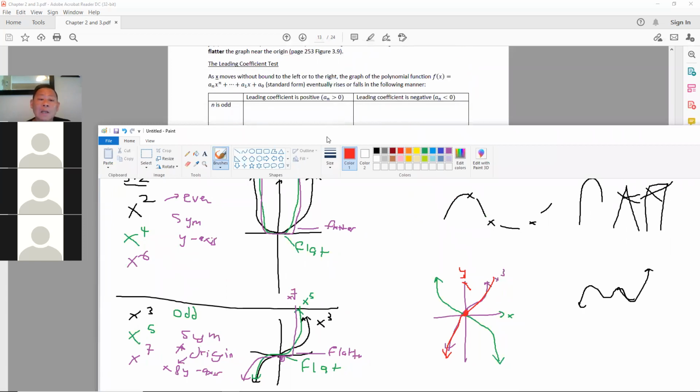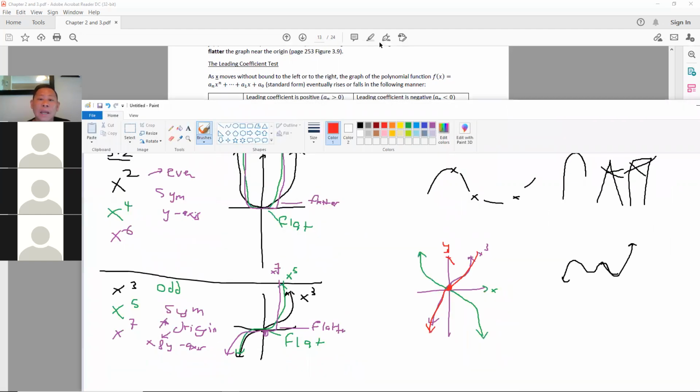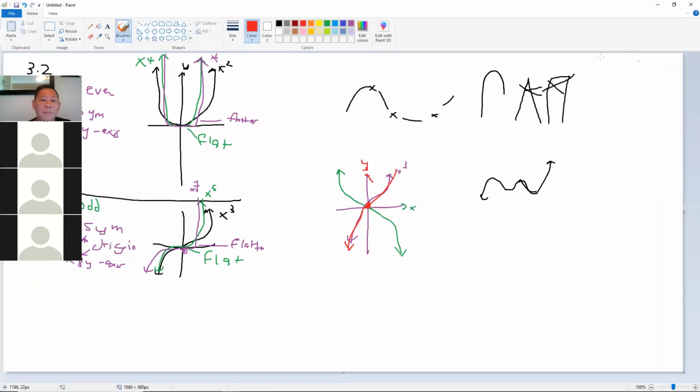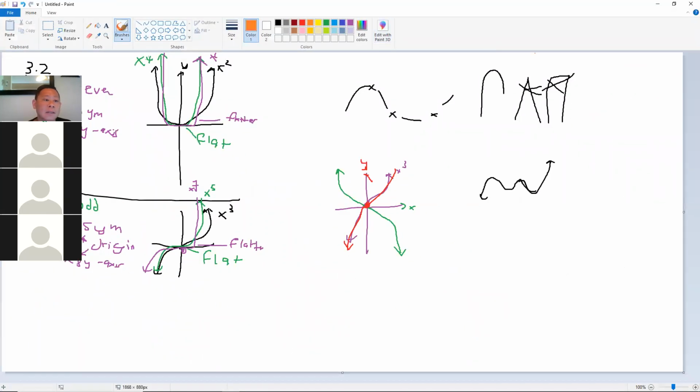And then we talk about the leading coefficient test, or sometimes we call it end behavior. So that we have names for it. Sometimes we call it leading coefficient, sometimes we call it end behavior. What is the leading coefficient test or end behavior test that I mentioned here? This is the leading coefficient test. It tells what happens to the graph on the left side and the right side of it.